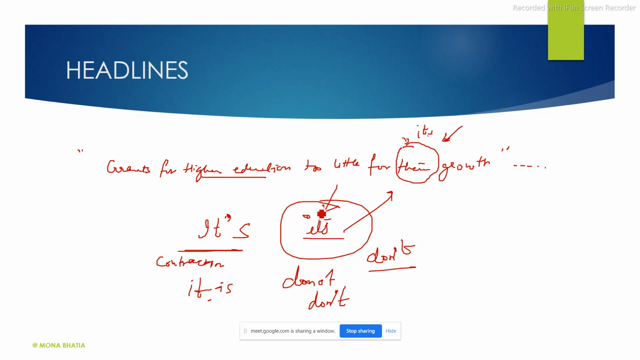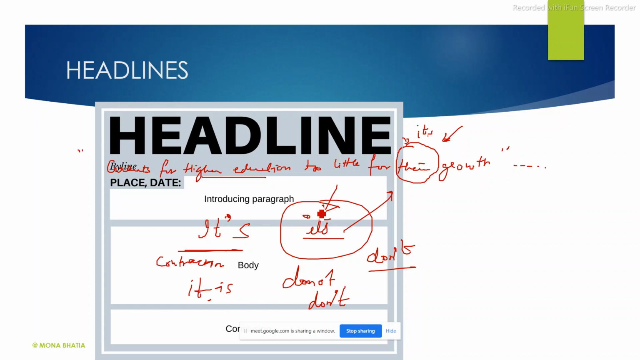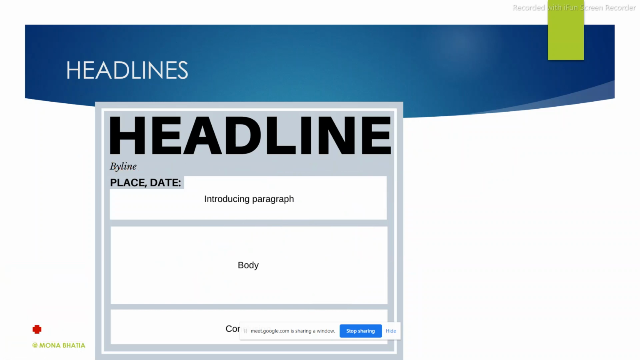Now there are different types of headline formats, so we'll be talking about them. One second, let me first show you what different headlines look like. So you see here how big a headline they have put. If it is covering from left to right, that means it is a banner headline, ठीक है. Introducing paragraph, place and date, and this is, I said na, strap line.